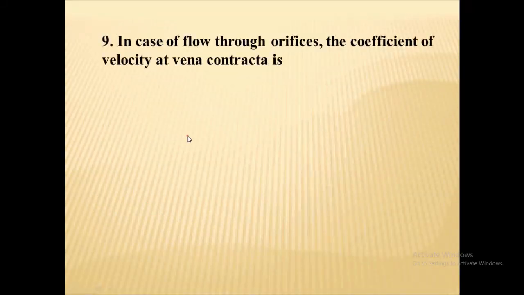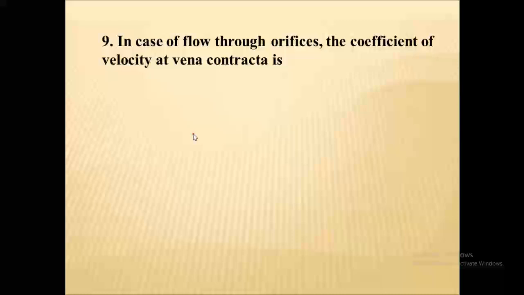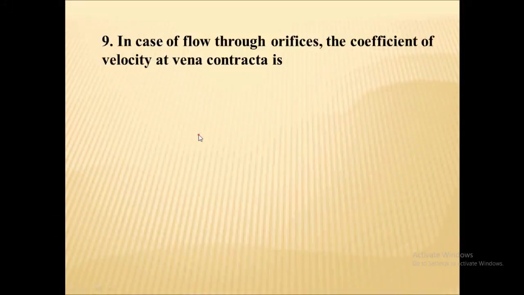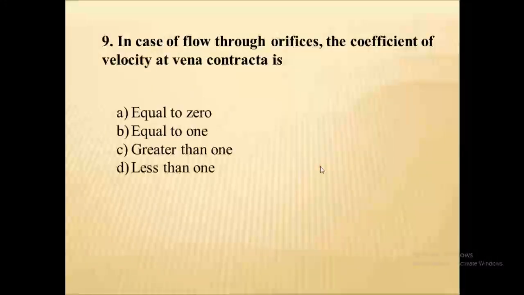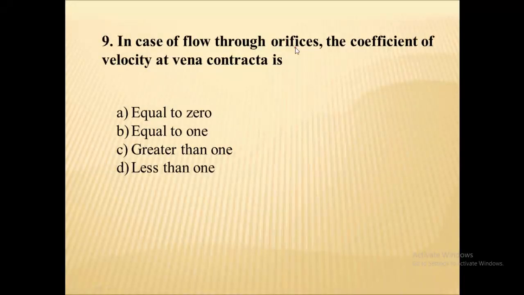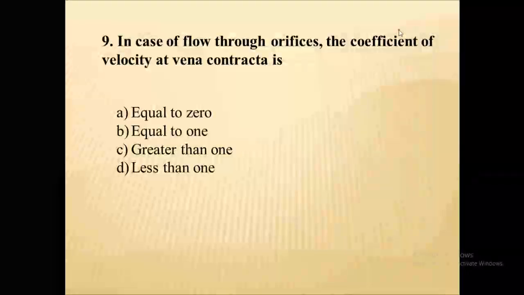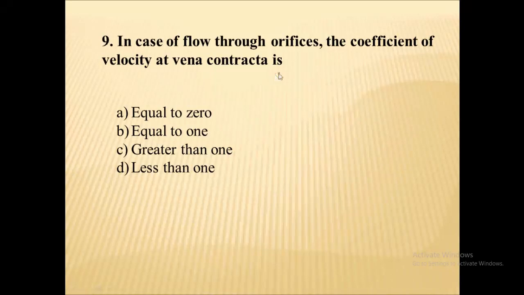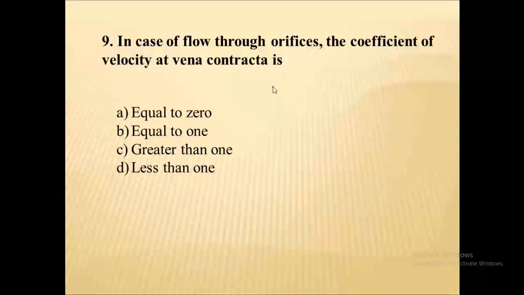In case of a flow through orifices, the coefficient of velocity at vena contracta is... So vena contracta is a portion where area is minimum and velocity is maximum. So here orifices is nothing but the small opening. So the coefficient of velocity at vena contracta means the value of CV is always less than 1. So the value will range from 0.95 to 0.98.